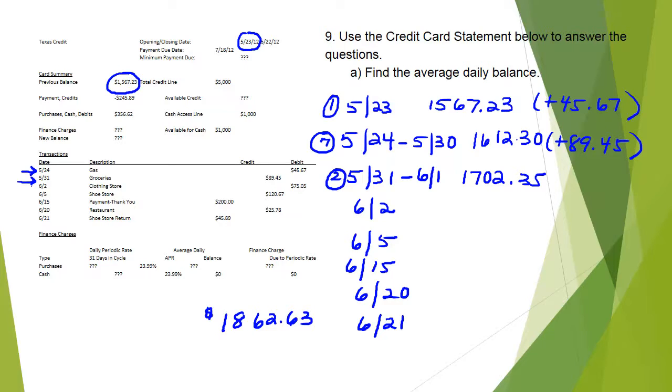Then from the 2nd all the way to the 4th, which is for 3 days, I had made another purchase on the 2nd. That was for $75.05. So my new balance for this period of time is $177.40.